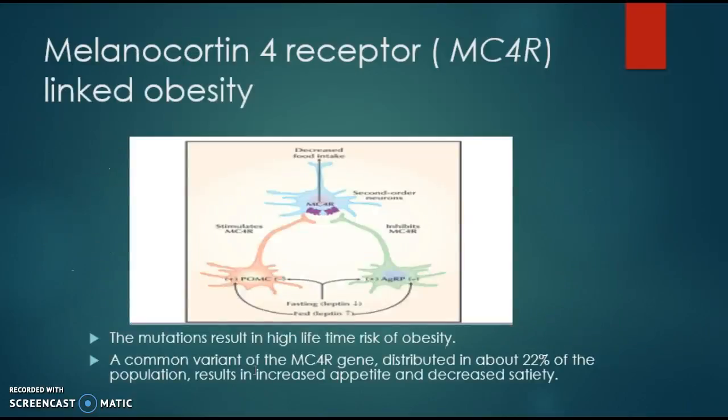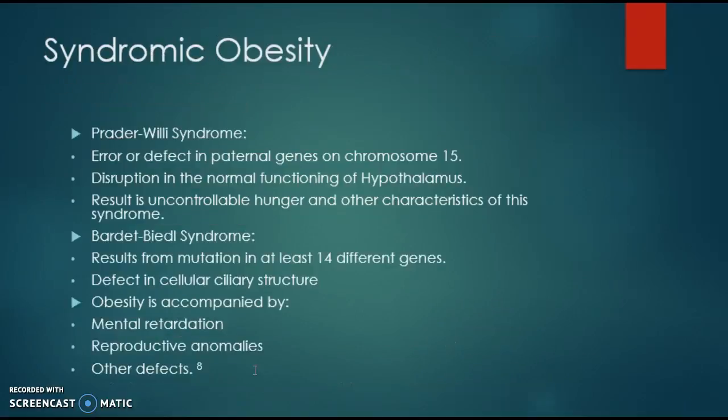Melanocortin 4 receptor-linked obesity is due to a common variant of the MC4R gene, and it is distributed in 22% of the population. The result is increased appetite and decreased satiety.